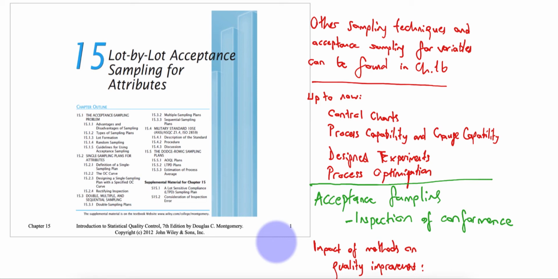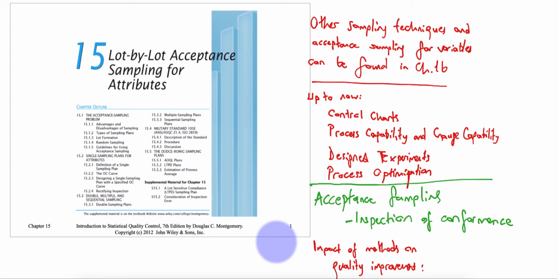Alright, up to here in this course, we have reviewed control charts, process capability, designed experiments, and process optimization. With these tools, we are just dealing with the processes, input variables of the processes, output variable of the processes, etc. But acceptance sampling is different than these methods. Why? Because in acceptance sampling, we are dealing with the lots. By lots, I mean a group, a set of products. So we are dealing with a group of products in acceptance sampling.